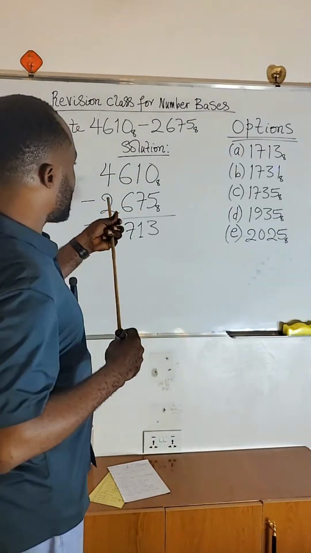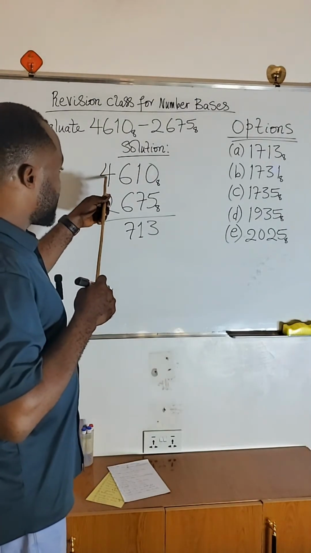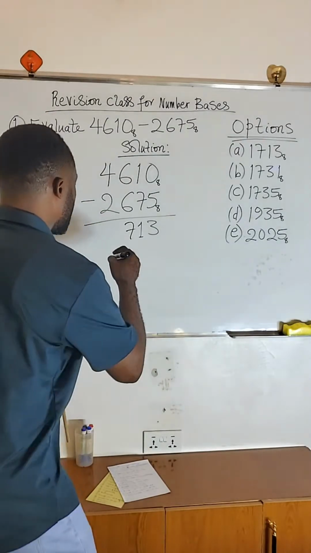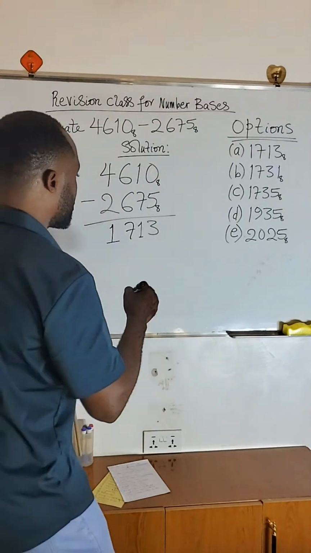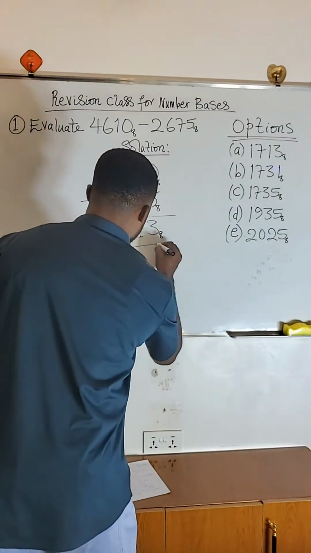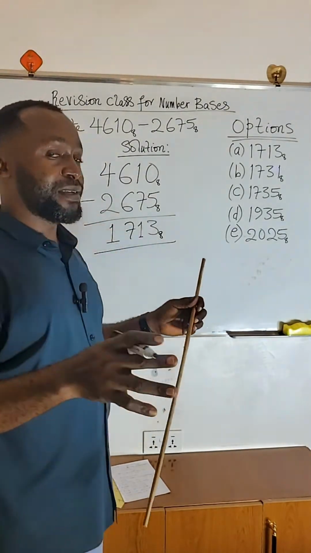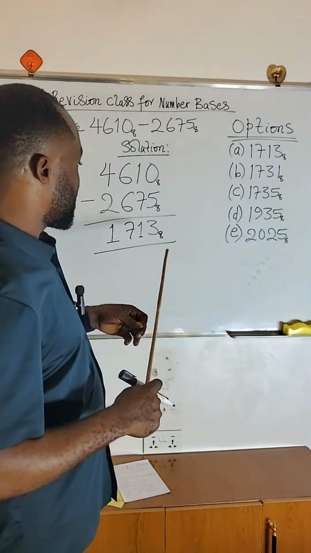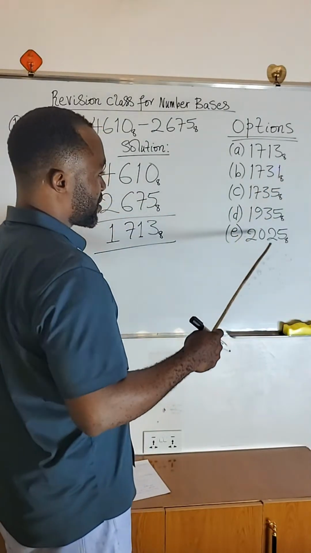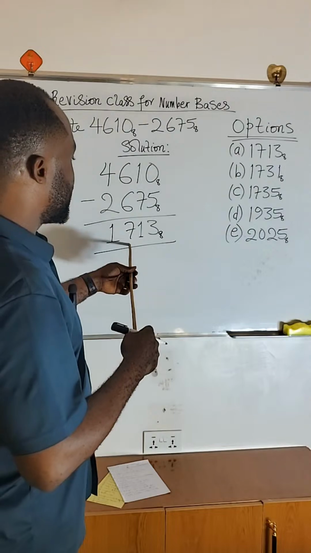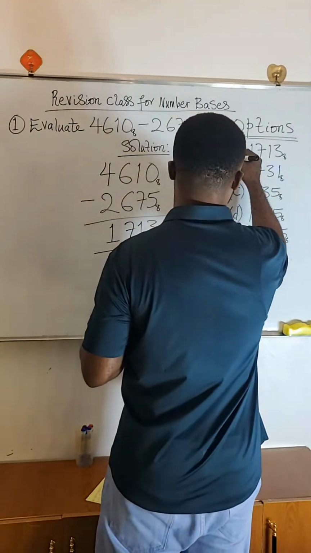And again, remember, we've taken 1 from this 4. And so this place remains 3. So 3 minus 2 will now be what? 1. Okay. So the answer now is 1713 in base 8. So let's go and check our option. Option A is 1713. Other options, you can see them. So this now makes option A the correct option.